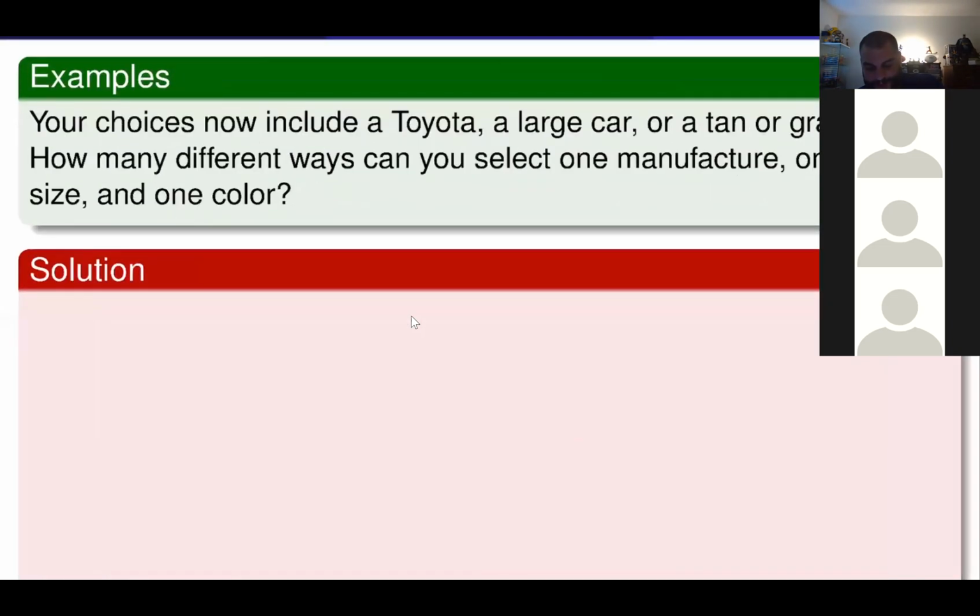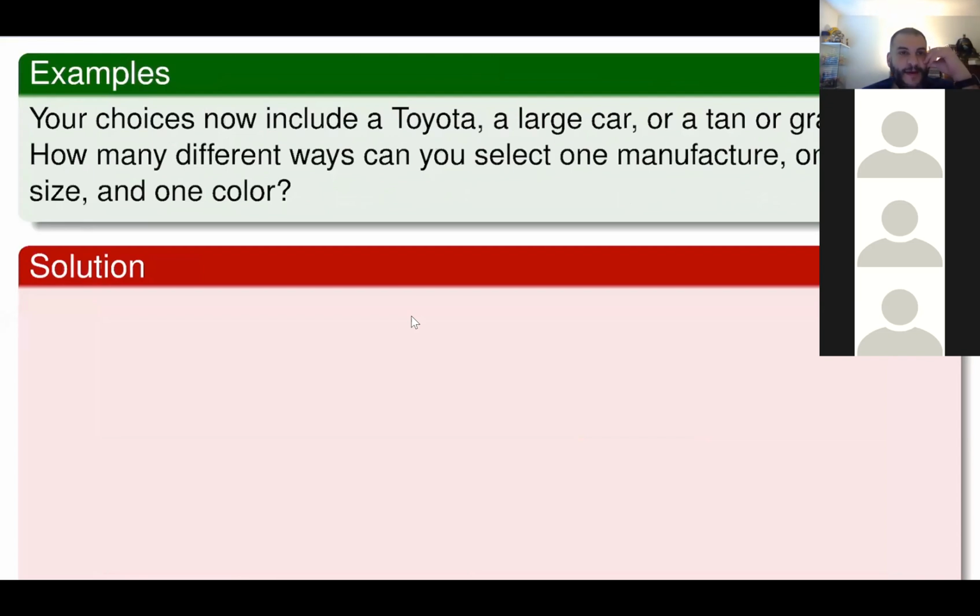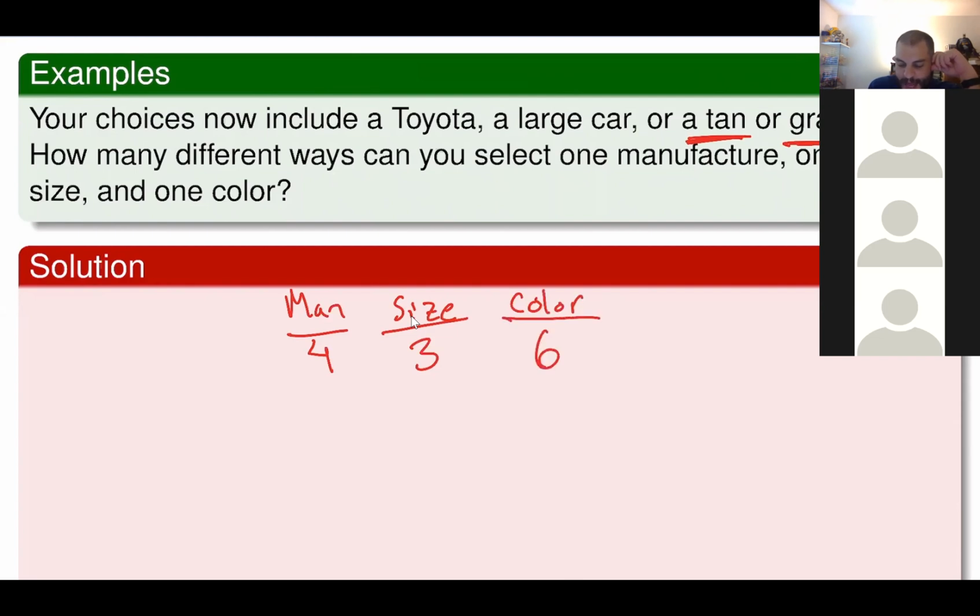All right. Now it says your choices now include a Toyota. So for manufacturer, instead of only having 3 cars, now we have 4 because we could pick a Toyota. It's also saying we're adding a large car, so for size, instead of only 2 options, now I have 3. And for the color of the car, we could pick a tan or a gray car. So we're adding 2 options to the color, which means we have 6.